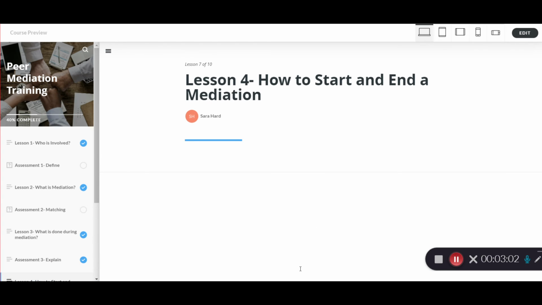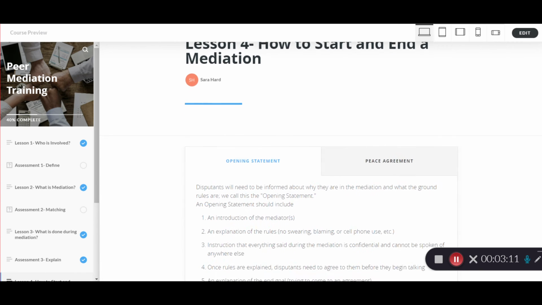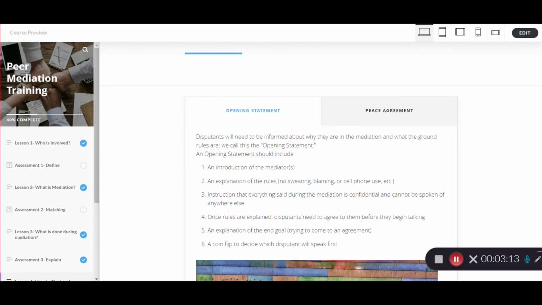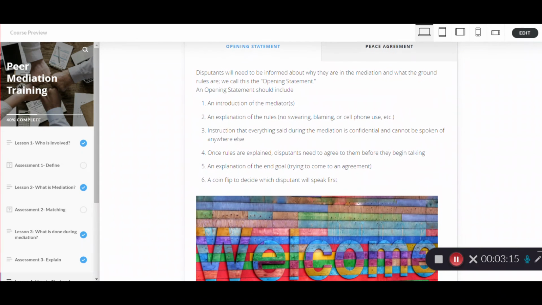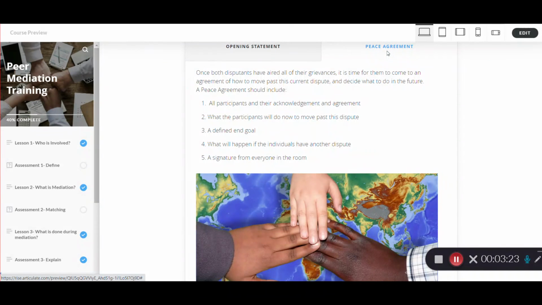Lesson 4 focuses on starting and ending a mediation session. In this 2-tab lesson, learners will first read about an opening statement and the 6 components that it should include. They will then click on the other tab and read through what a peace agreement is and the 5 components that go into that. From this, they should be able to identify similarities and differences between starting and ending a session.